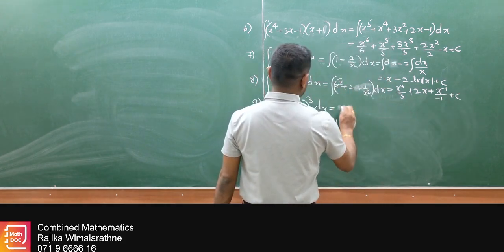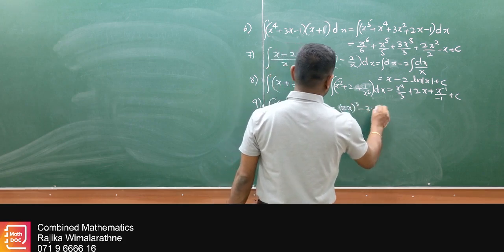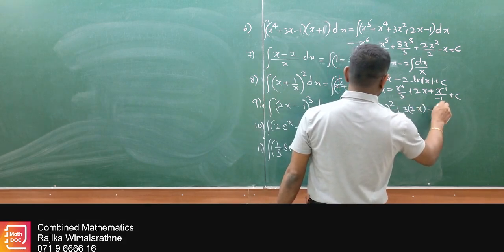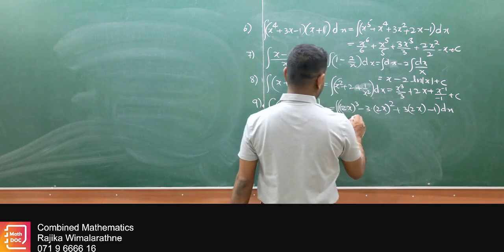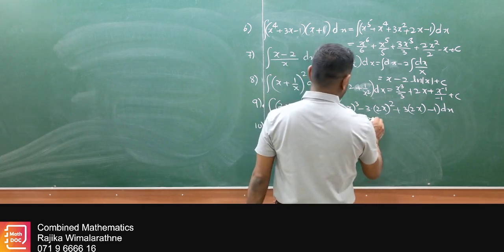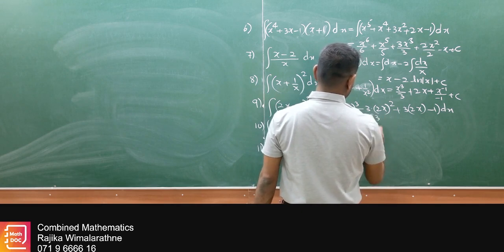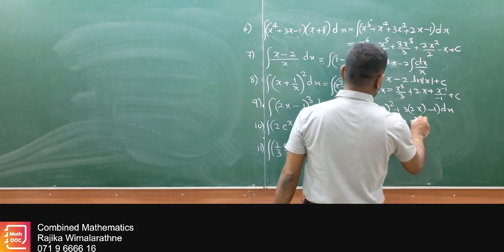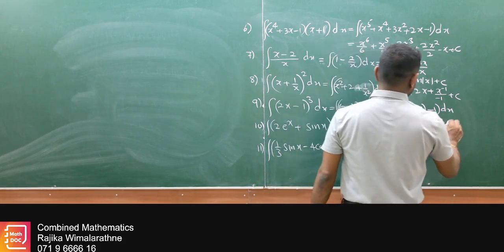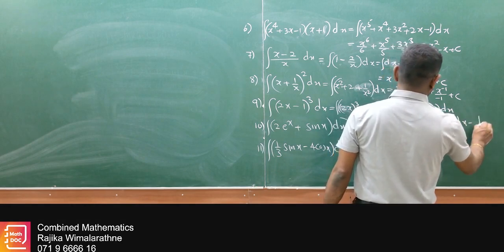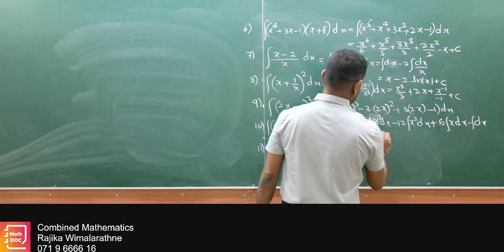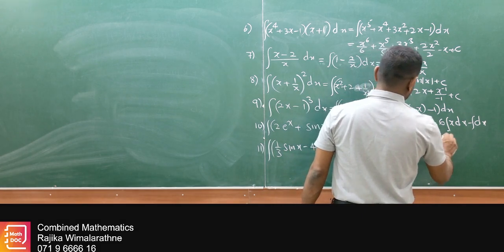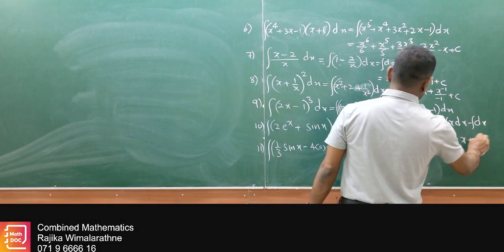Then 2x cubed, 3 times 2x squared, 3 times 2x, minus 1 dx. Simplify a little. 8x cubed dx, 12x squared dx, 6x dx, dx. X to the power 4 over 4, x to the power 3 over 3, x squared over 2, x plus c.